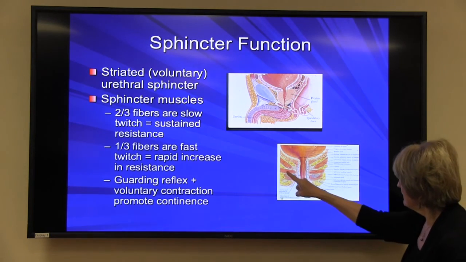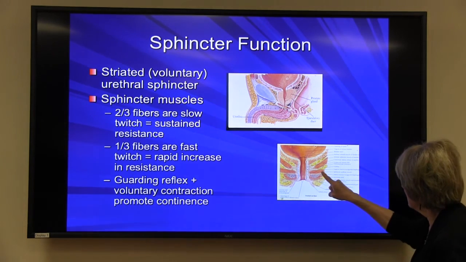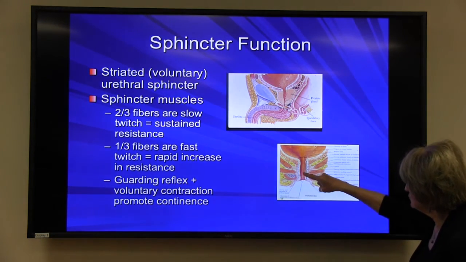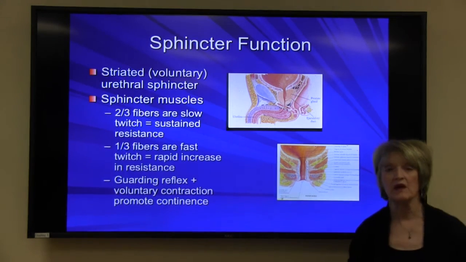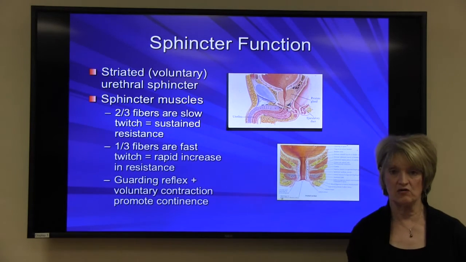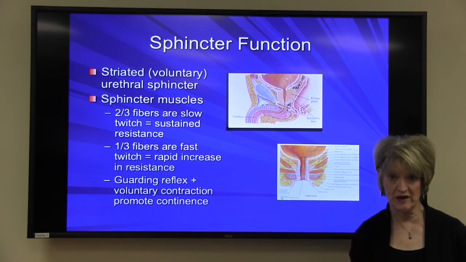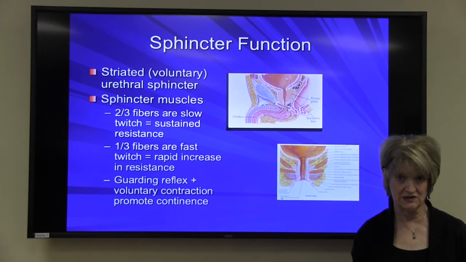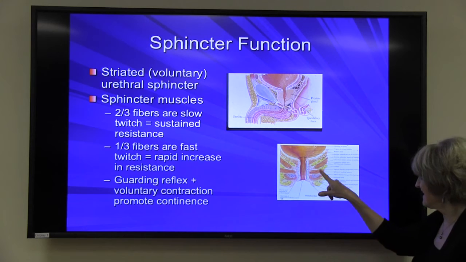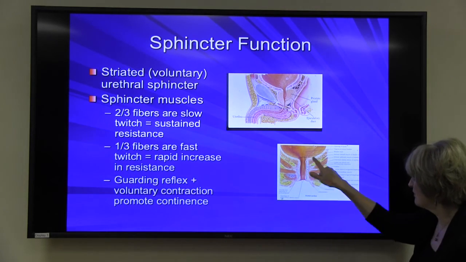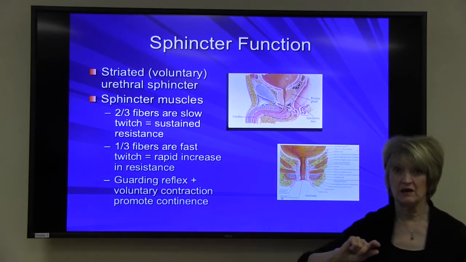In women, the voluntary sphincter mechanism is located right here, about 2/3 of the distance down from the bladder neck. That is the component that is under voluntary control. So when you're teaching patients how to do pelvic muscle or Kegel exercises, you're teaching them to exercise this muscle and all of the periurethral muscles.